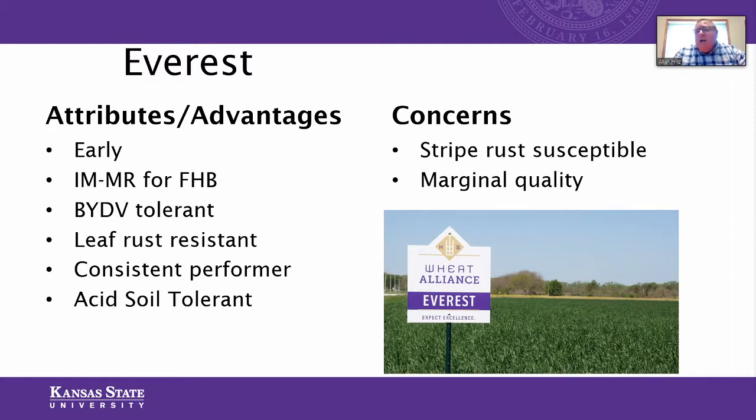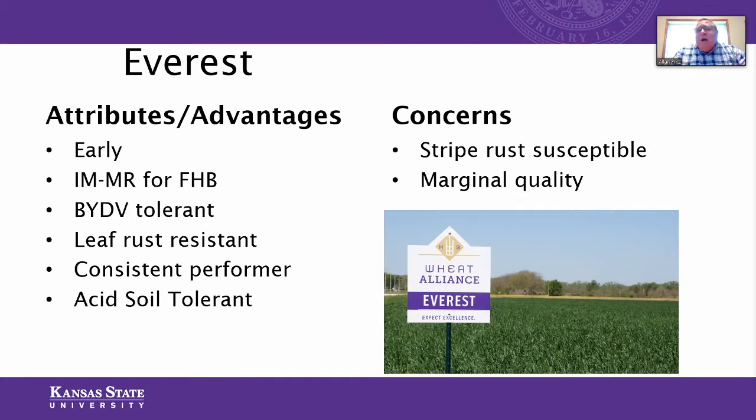Really, the two calling cards on Everest that still are really important are its response to fusarium head blight. I still feel as though it's really as good as anything that's available to our producers for dealing with fusarium. It's really more of an intermediate to moderately resistant variety, but it does hold up fairly well to fusarium. And as I said, it's probably as good as we have available for dealing with those fusarium situations.